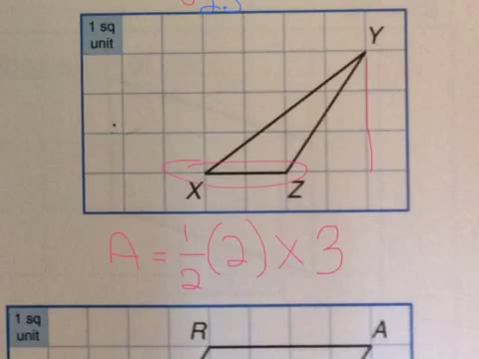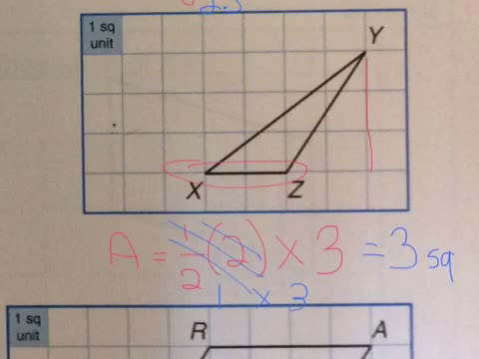Half the base, what's 2 times a half? 2 times a half is going to give me half of whatever 2 is. It's 1. So now our new equation is 1 times 3. And don't forget that it has to be squared units. So my answer here would be 3 units squared.